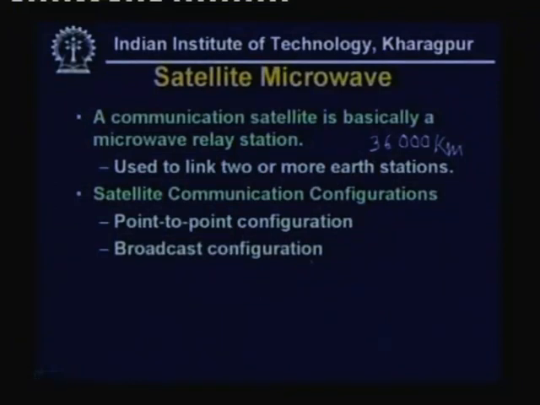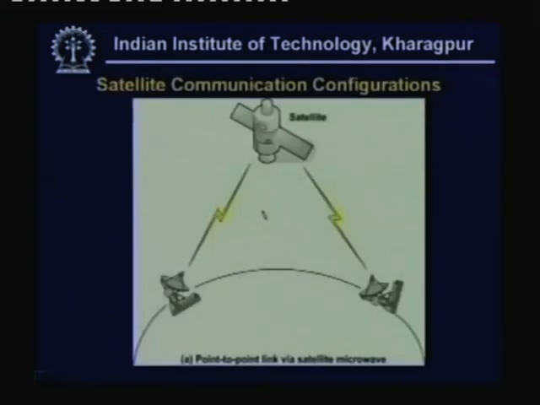With the help of this relay station, two or more ground stations can communicate with each other, because we can have two different modes of communication. Again, it can be point to point or broadcast. Let us see the configurations. In this particular case, it is a point to point communication. Here we have the satellite in the sky, and here you have the two ground stations. This is one ground station, this is another ground station.